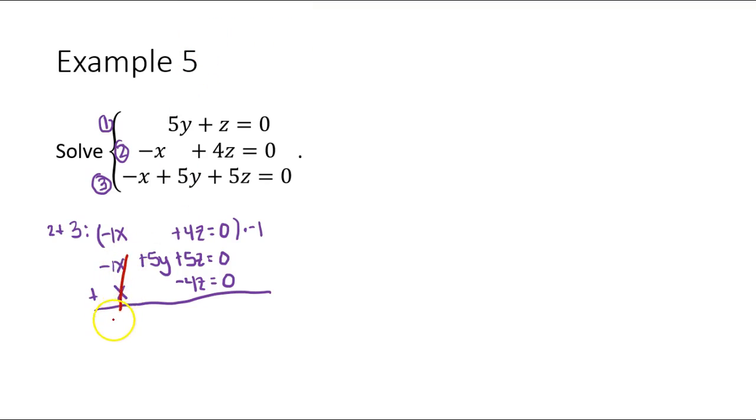The x's are going to cancel out. We wanted that. 5y plus 0 is going to give me 5y. Negative 5z minus 4z is going to give me a positive z. And 0 plus 0 is going to give me 0. This is equation number 4. Now I can take equation 1 and equation 4 and try to eliminate one of the variables, either the y or the z. I'll probably eliminate the z.